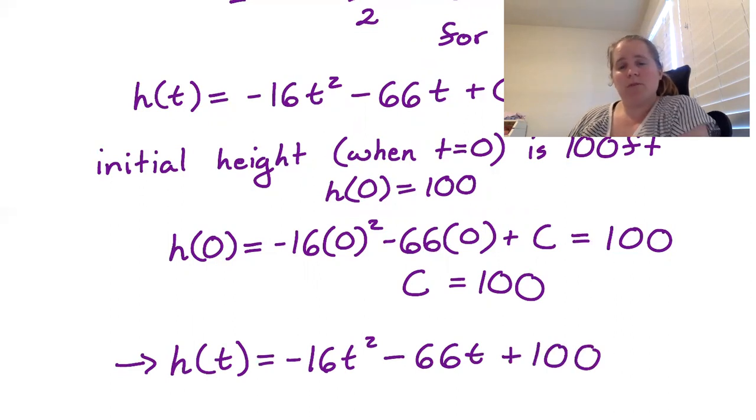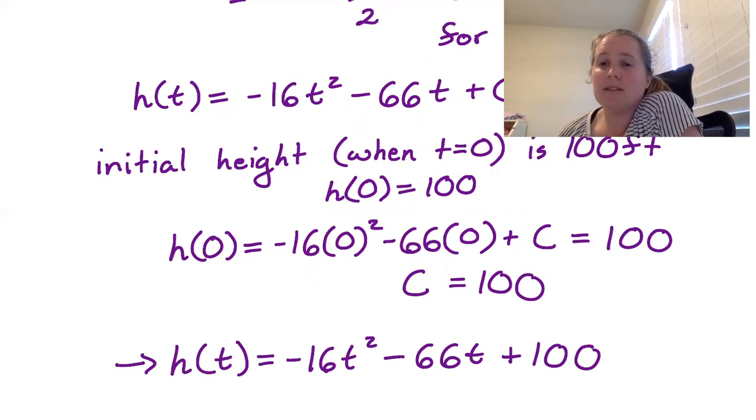So for those of you who have taken some physics, this may look familiar. This negative 16t squared plus the initial velocity times t plus the initial height is a very standard formula. And this is where it comes from. It comes from integration.